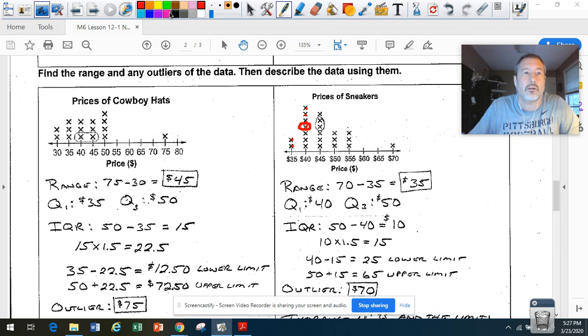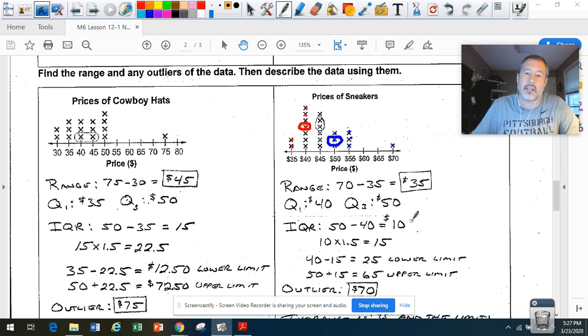Let's do the same on the other side. Let's do that in blue. So 1, 2, 3, 4, 5, 6. Here's our 6th one, which is $50. There's our Q3 right there. So the $50 is our Q3. So IQR, Q3 minus Q1, 50 minus 40 is $10.